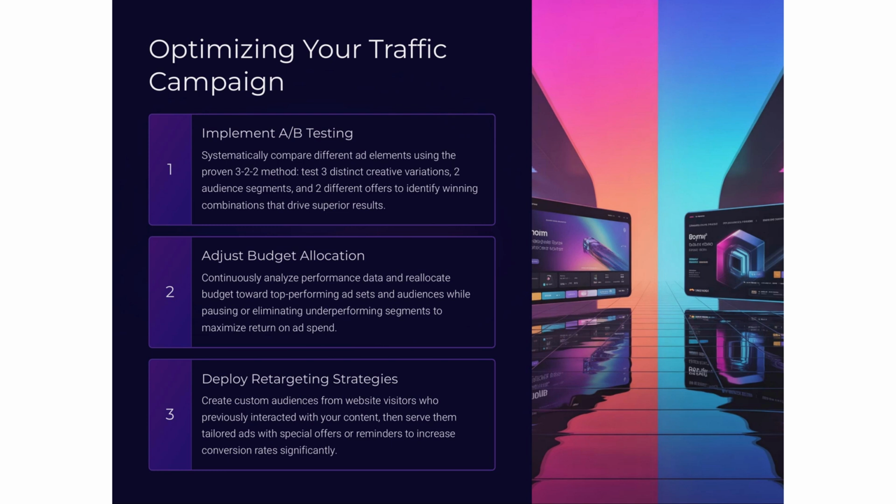Implement A/B testing using the 3-2-2 method. Test 3 creative variations, 2 audience segments, and 2 offers to find optimal combinations. Adjust budget allocation by focusing on top-performing ad sets, pausing underperformers. Deploy retargeting strategies by targeting past website visitors with tailored ads to boost conversion rates.